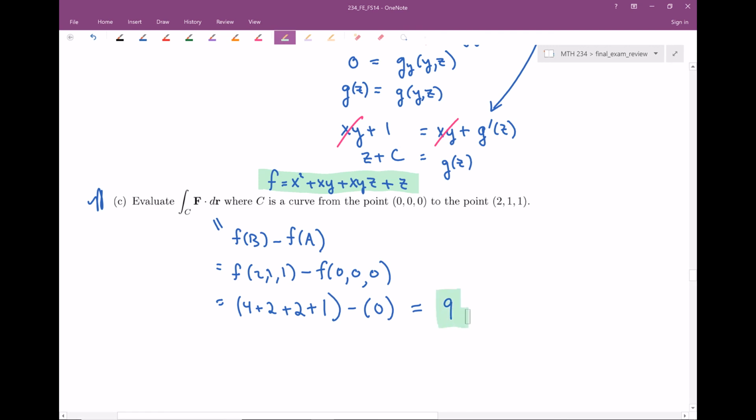The claim is, wasn't that so much easier, evaluating that line integral using the fundamental theorem of line integrals rather than actually evaluating it directly? We'd have to parameterize a curve and all that sort of stuff. This was much, much easier.